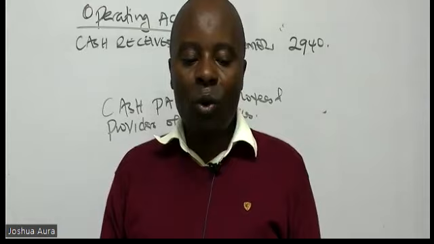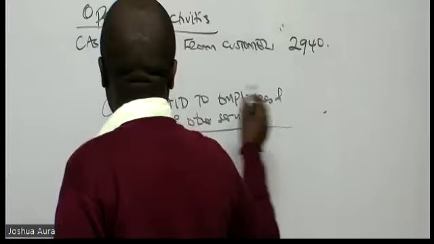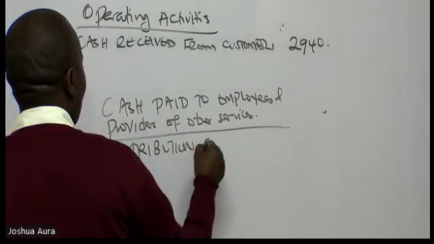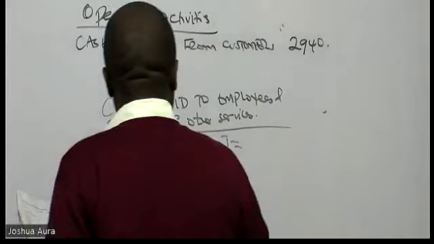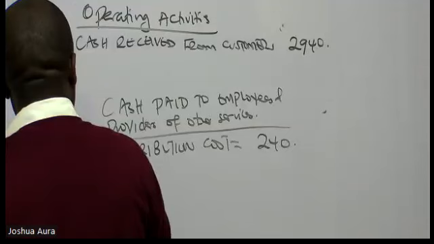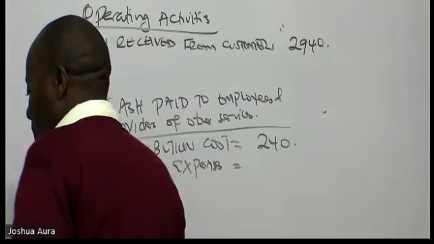I'm looking at distribution cost of how much? 240. Then I have administrative expenses. So admin expenses of how much? Of 480. These admin expenses, you have to be very careful.